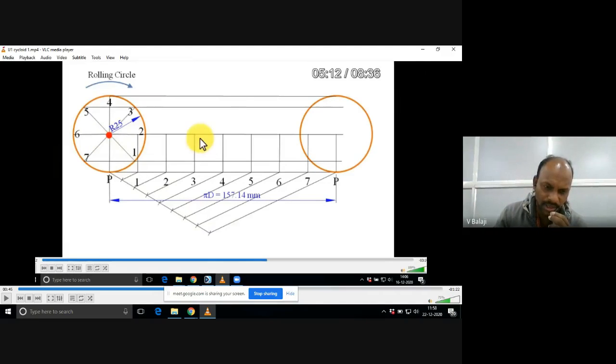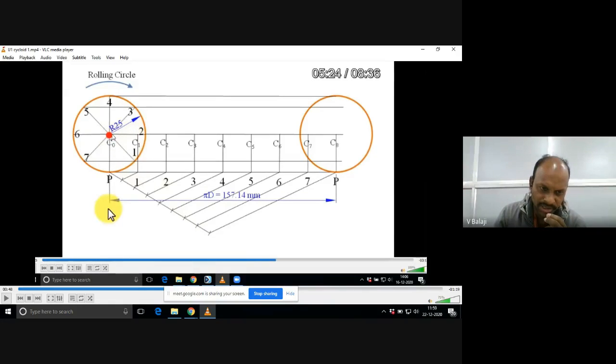Thereafter draw perpendiculars like this. From 1 you draw one perpendicular up to the center line of the circle. From 2 you draw one perpendicular. From 3 perpendicular. From 4 perpendicular, like that. Now name the center as C0. And the first perpendicular you call C1, C2, C3, C4, and so on. That is also important.